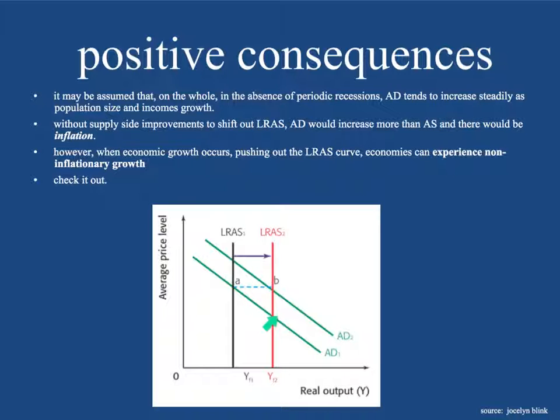And you can see a shift in AD from AD1 to AD2, if long-run aggregate supply were not to shift, would result in purely inflationary pressure. But if they both move out, then you get a situation where there's more output, more demand, but the same price level. So that would be a beautiful way of demonstrating non-inflationary growth. Both of these must occur at the same time, and that's the positive consequence. That's also the goal of many, many governments, of course. All right, let's take a look at a few more.